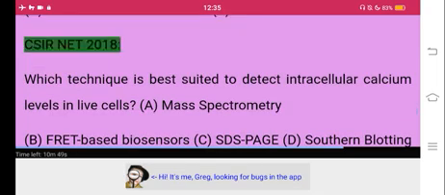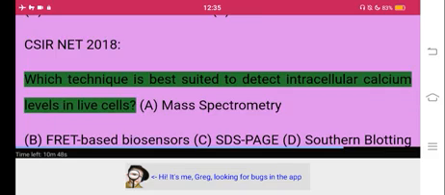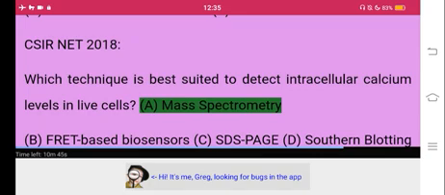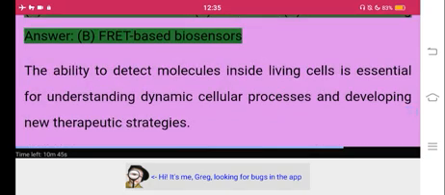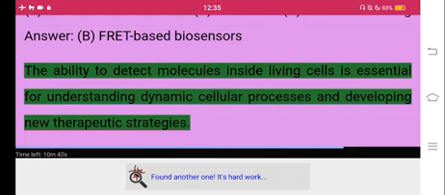GFP. CSIR NET 2018. Which technique is best suited to detect intracellular calcium levels in live cells? A. Mass spectrometry. B. FRET-based biosensors. C. SDS-PAGE. D. Southern blotting. Answer: B. FRET-based biosensors. The ability to detect molecules inside living cells is essential for understanding dynamic cellular processes and developing new therapeutic strategies.